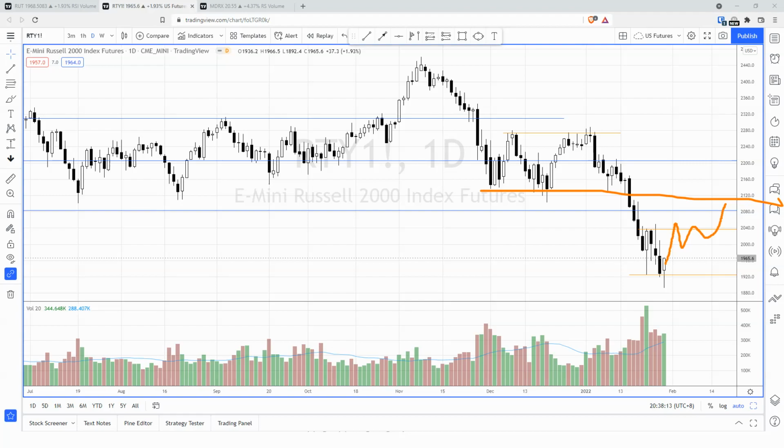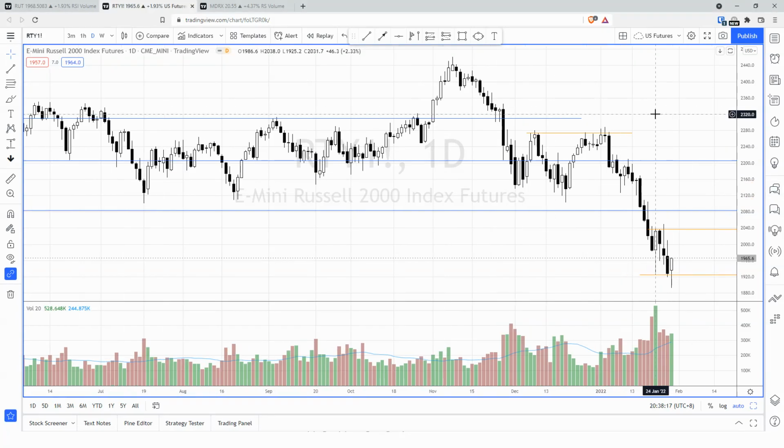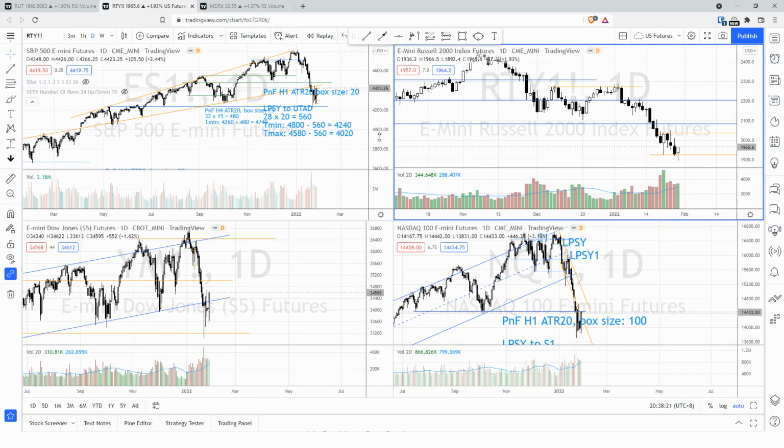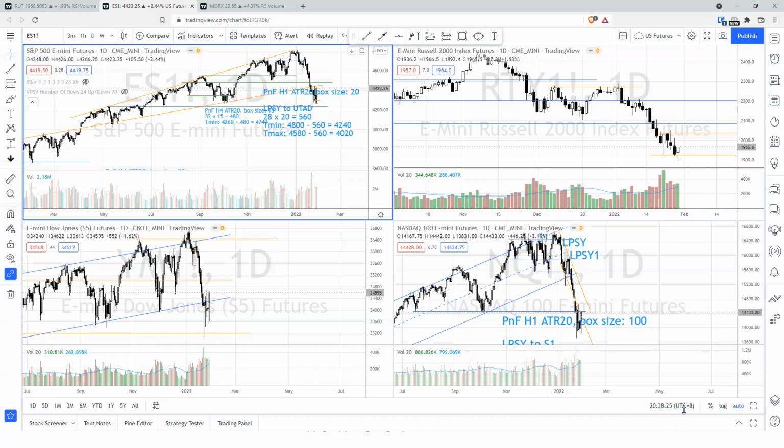Okay, so let's see. Okay, so that's for the Russell 2000. For the S&P 500 it's actually very similar.